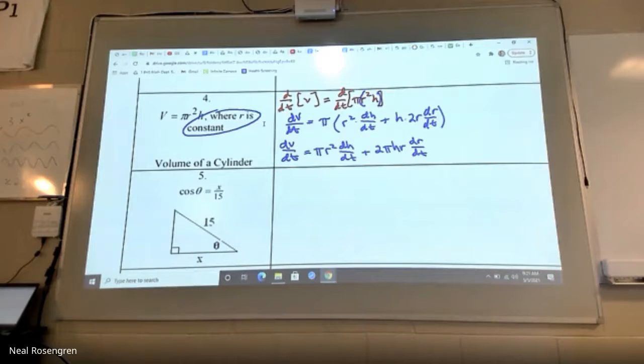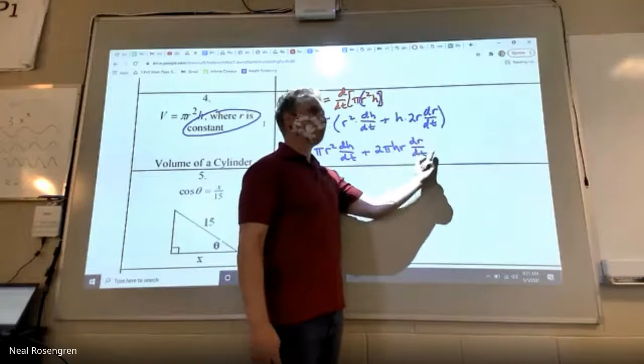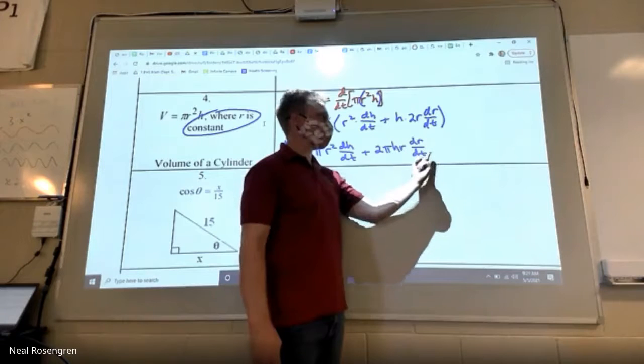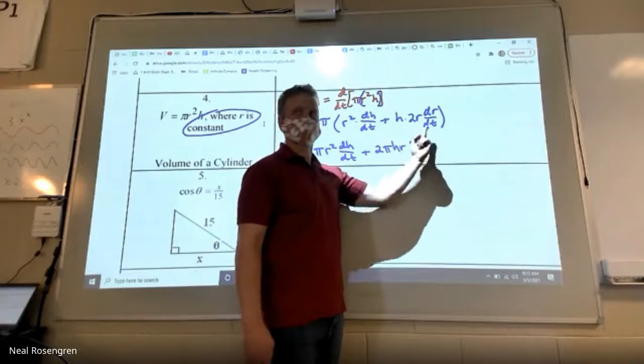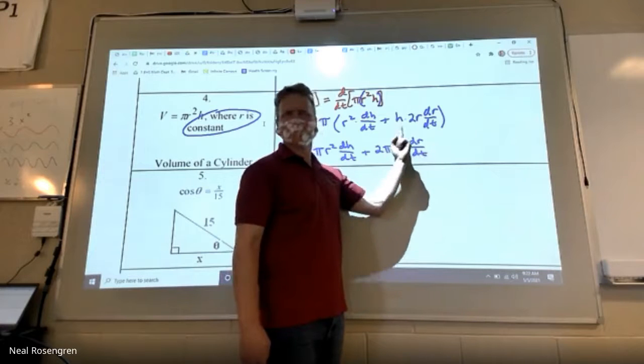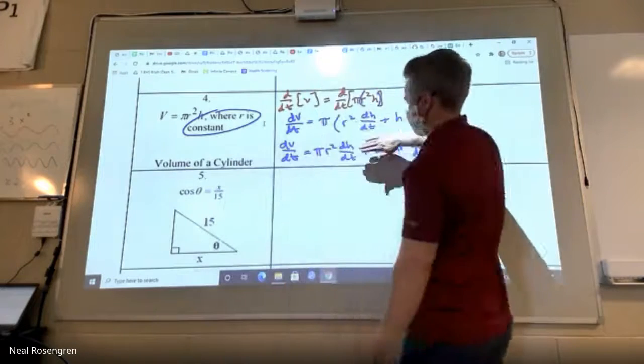If that is the case, if r squared is the part of this that would be staying constant, what would this be? The rate of change for the radius if I'm not changing the radius. 0. And all of this would disappear.